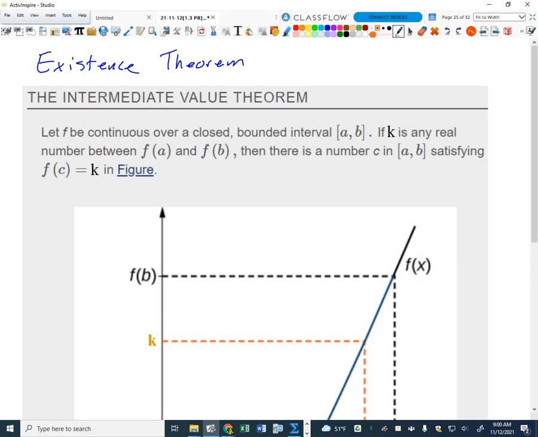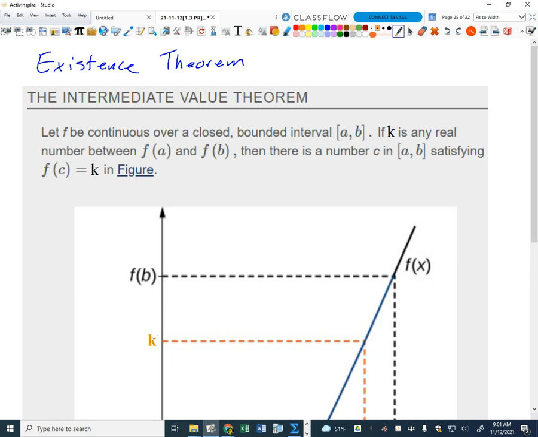So here it is. It's an existence theorem again. Let f be continuous over a closed bounded interval a to b. If k is any real number between f of a and f of b, then there is a number c, is what we call it. There is at least one number c.